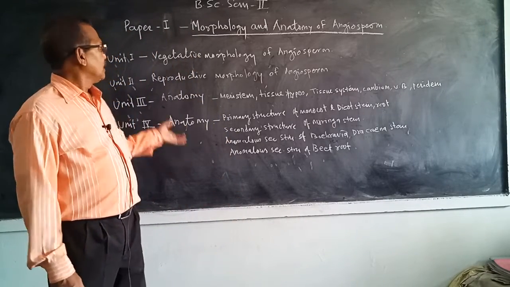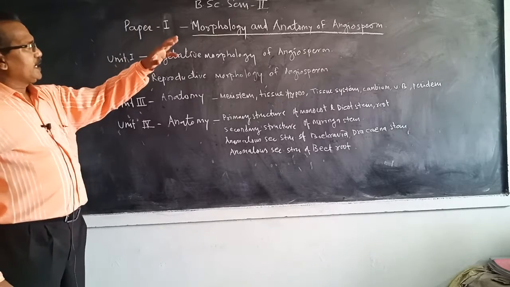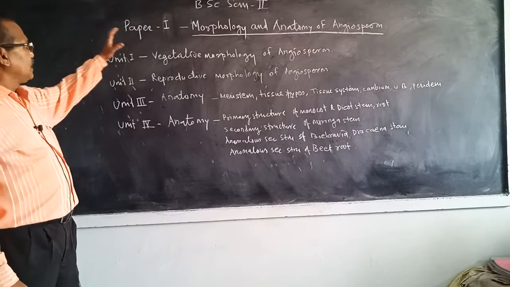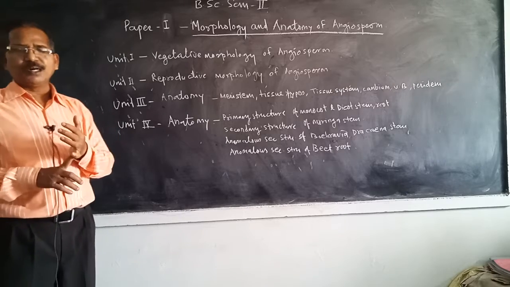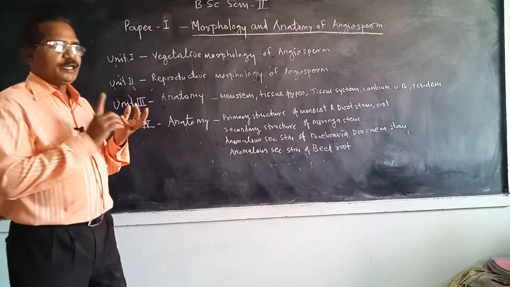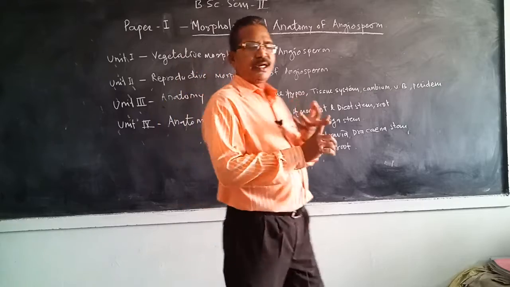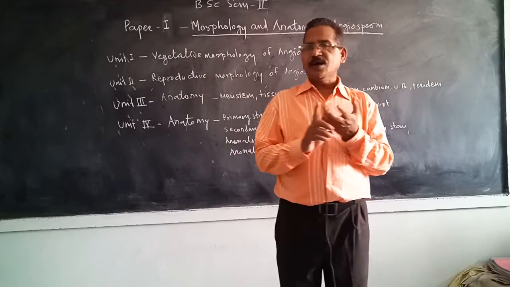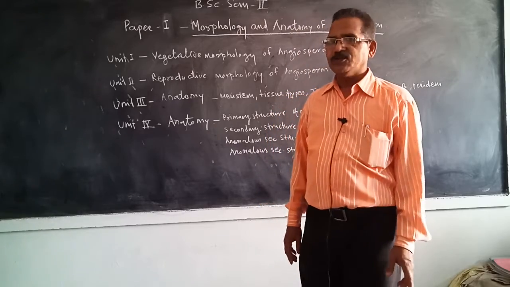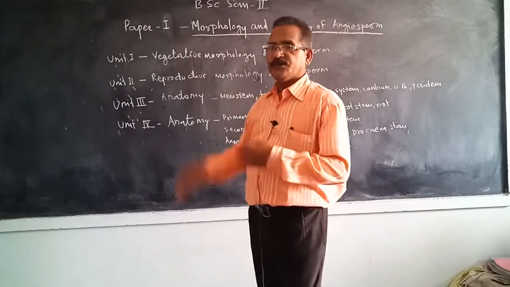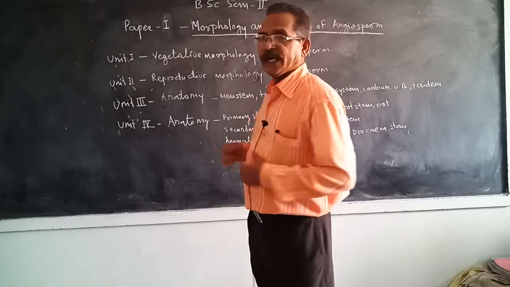In this manner, paper 1, morphology and anatomy of angiosperm, includes these 4 units. The first unit is on vegetative morphology, the second unit on reproductive morphology, and the third and fourth units are on anatomy. Now from the next period we have to study from the first unit, vegetative morphology of angiosperm.